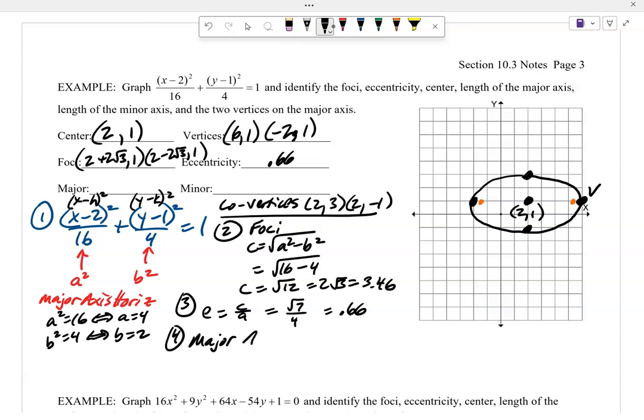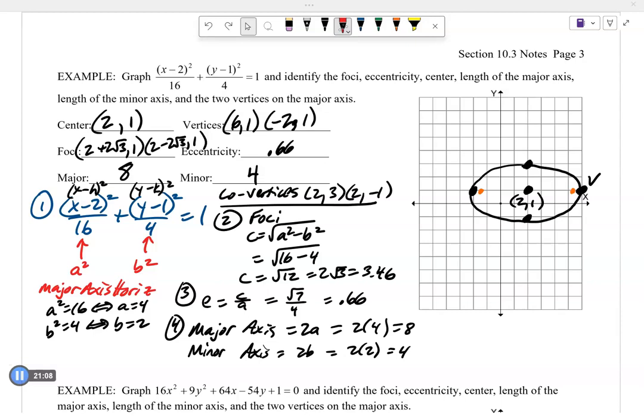Major axis is 2A. So 2 times 4, so I got 8. It's my major axis length. My minor axis length 2B, so I'd have 2 times 2, so I got 4. Minor axis length is 4.